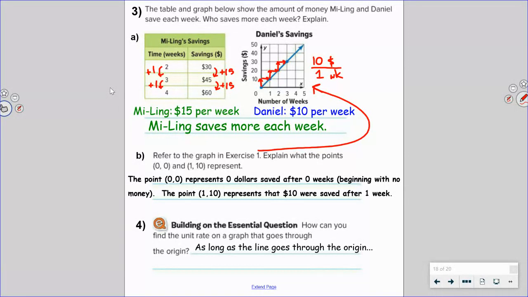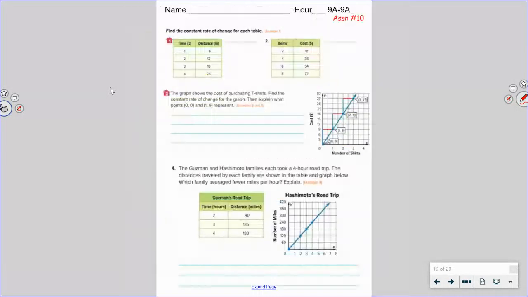Then I want to leave you with this: how can you find the unit rate on a graph as long as it goes through the origin? So I want you to pause, think about that, come back. As long as it goes through the origin, folks, if you have a comparison of anything to 1, that is the point that you're looking for. So in this case, look for that first point on the graph, and you will be all set. That's what I have, ladies and gents.